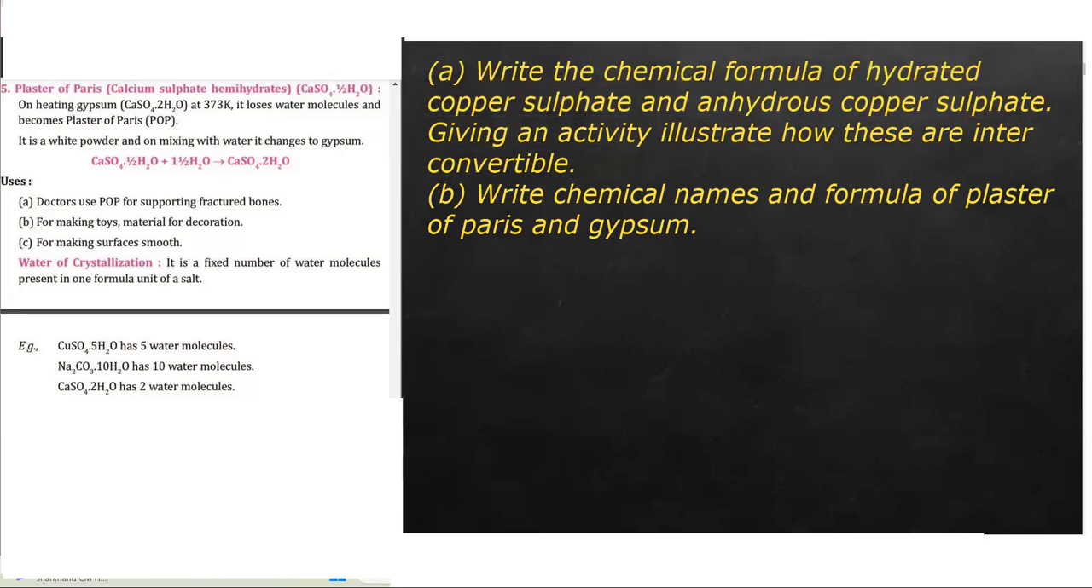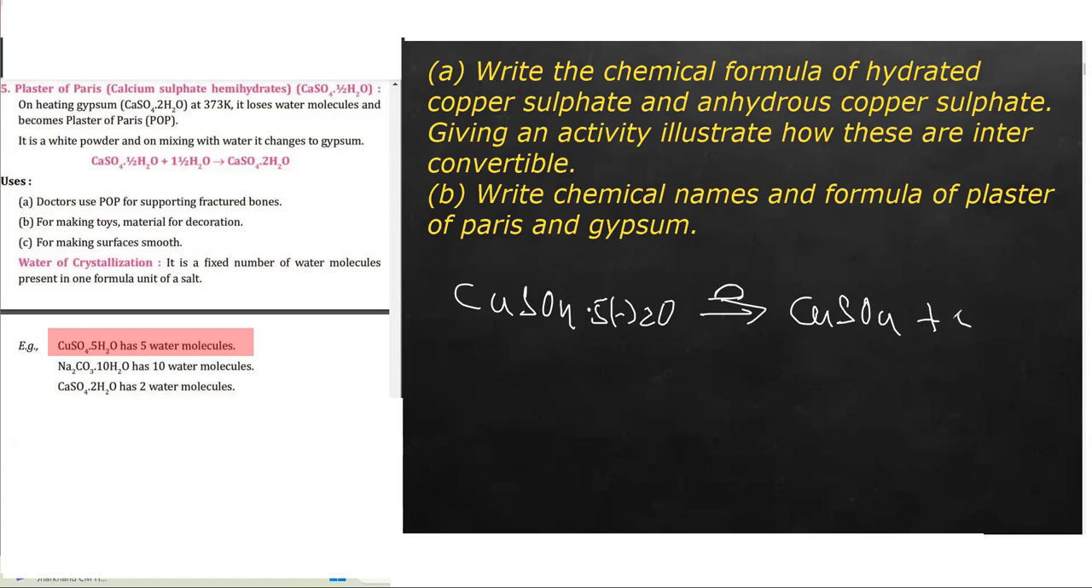Well, hydrated copper sulfate is what? That is CuSO4.5H2O. As you can see, it has water of crystallization and has 5 water molecules. Now to illustrate how they are interconvertible, this is CuSO4.5H2O. This is 5 here. And when it is heated, it loses water of crystallization.